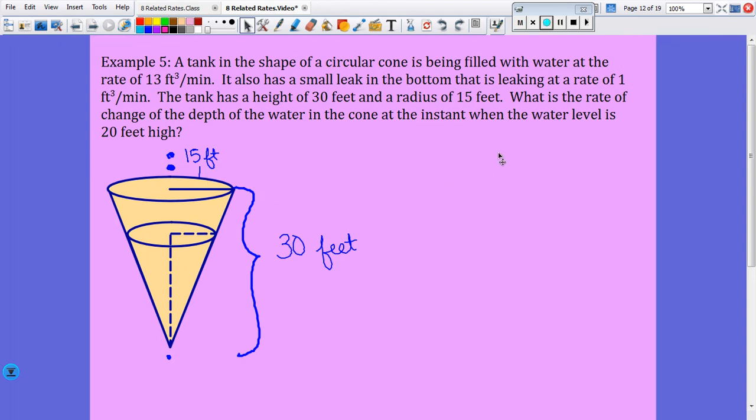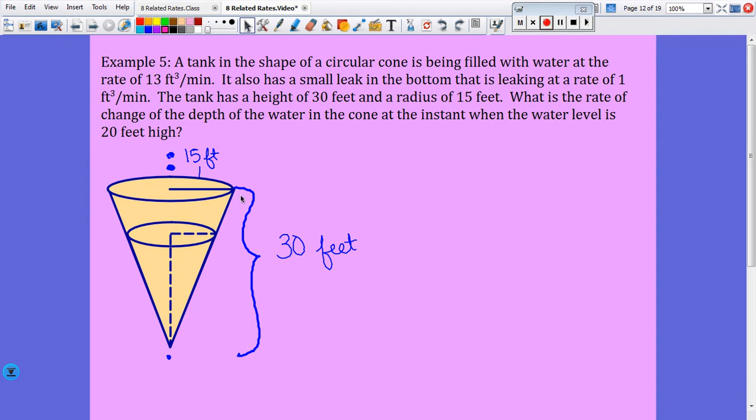Alright, so in this example, we have a tank in the shape of a circular cone. It is being filled with water, drip, drip, drip, at a rate of 13 cubic feet per minute. It also has a small leak at the bottom. Think like an ice cream cone, just leaks. It is leaking at a rate of 1 cubic foot per minute. The tank has a height of 30 feet and a radius of 15 feet.